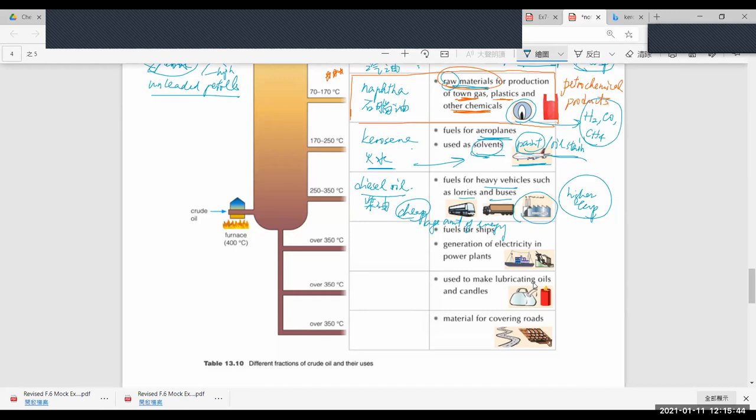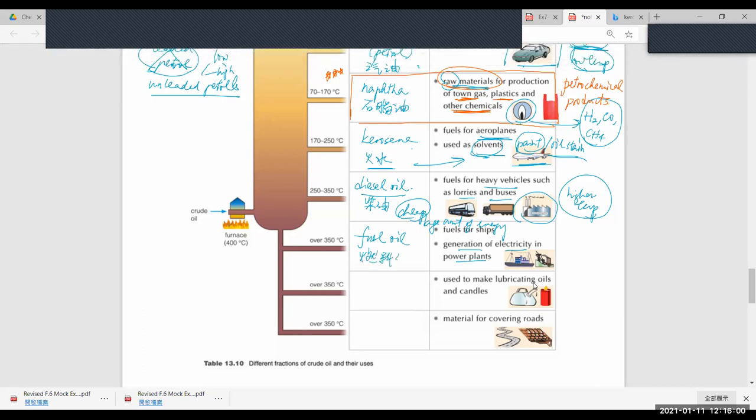How about the other three? The fuels for ships, the larger vehicles, right? Generation of electricity in power plants, we'll use it as fuel oil. F-U-E-L-O-I-L, 燃料油. So even bigger, so even cheaper. And for the other two, which are nearly liquid up to solid, we will use them as lubricating oil and candles and for covering roads, because they can hardly be burnt. So you use it for some other use. Lubricating oil, 润滑油.